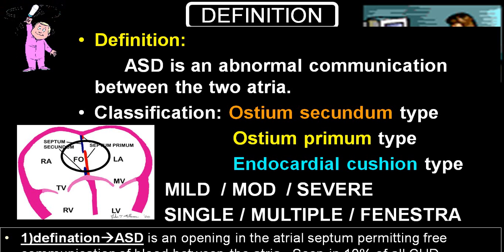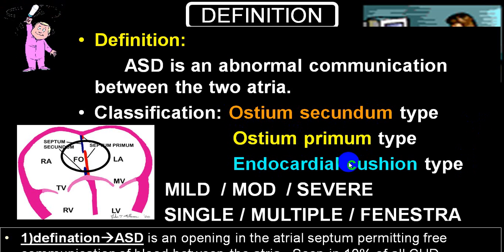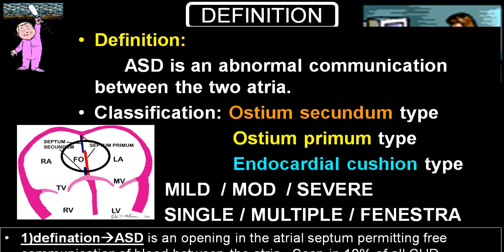By and large, there is a single opening. There can be multiple openings in an atrial septum, or there can be multiple small openings called fenestrations. So these are the three ways you can classify ASD. The common words utilized are ostium primum, ostium secundum, and endocardial cushion defect. And depending upon the size, the person will have a mild, moderate, or severe variety. Depending upon the number, single, multiple, or fenestrated variety. And ASD will account for almost 10% of all congenital heart disease.